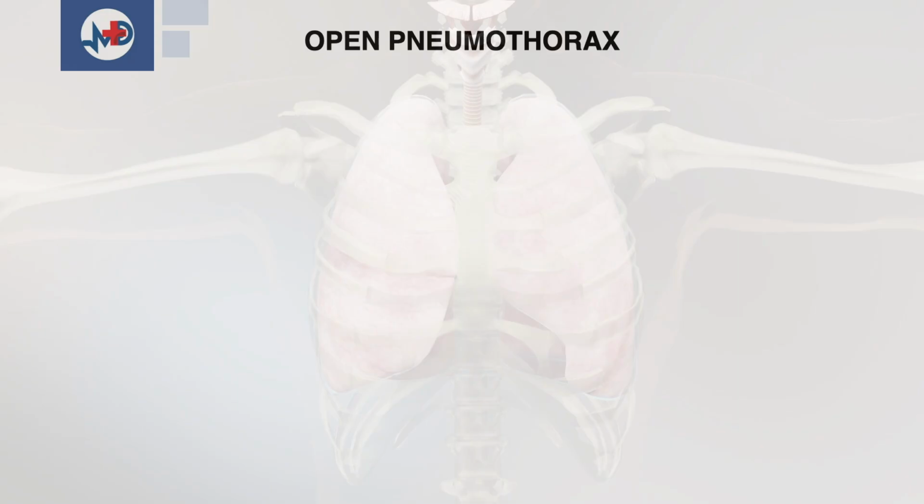Now we move on to pneumothorax, which is when there is a pocket of air between the two layers of the pleura, resulting in collapse of the lung.